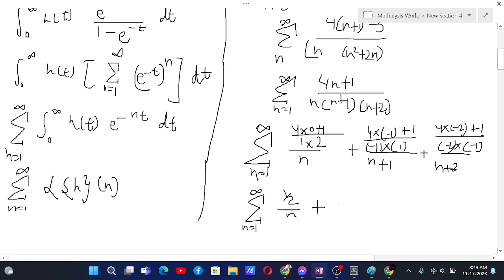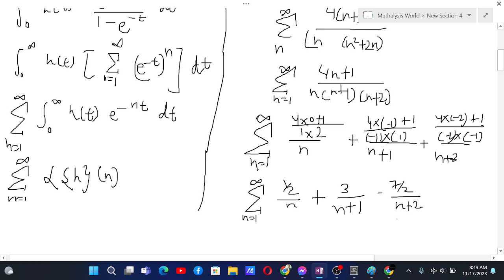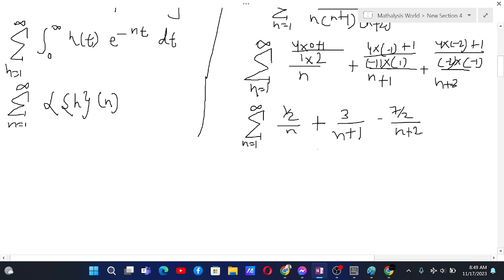Yeah, so it's just 3 by n plus 1. This is minus 7. Minus 7 by 2. Okay, so there's minus 7 by 2 by n plus 2. Now after this, we are going to put the Laplace transform and change it to an integral. So integral from 0 to infinity, 1 by 2, the Laplace transform of 1 by s is just a constant. And over e to the power s minus 1.